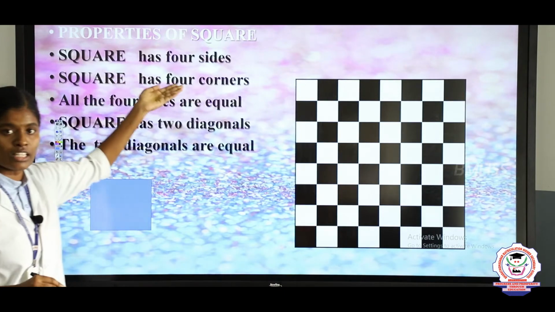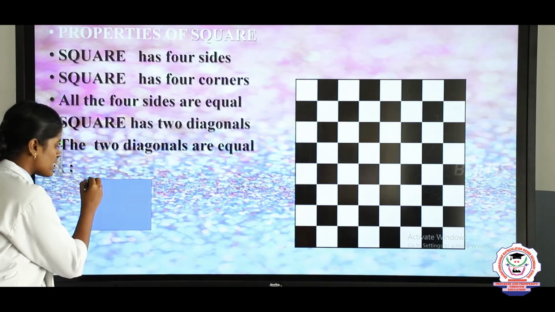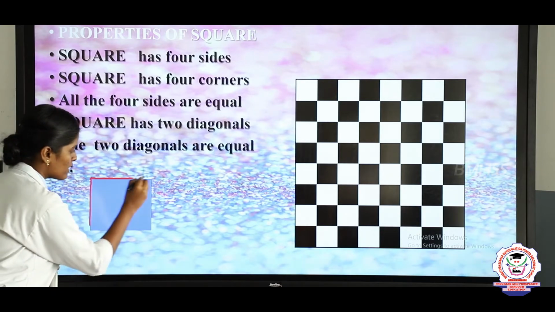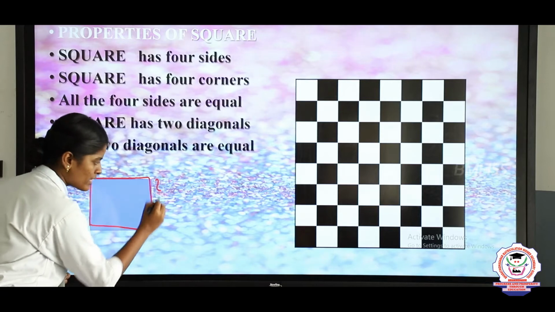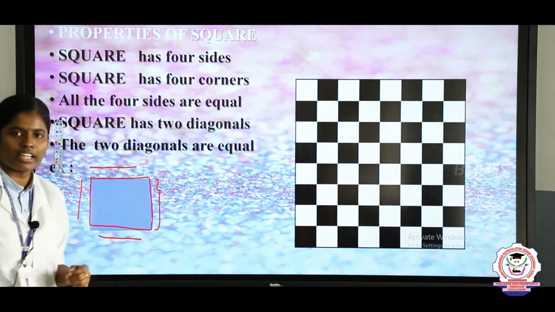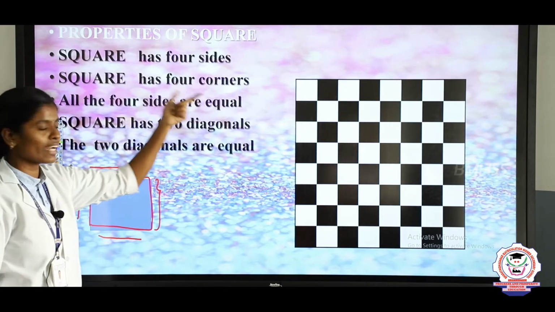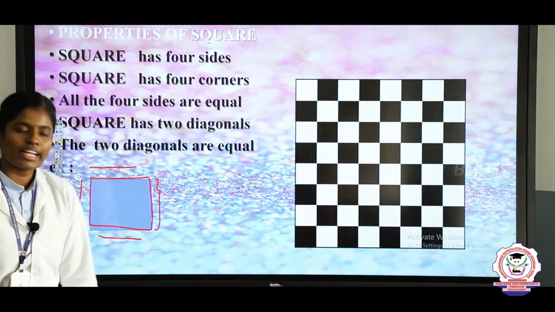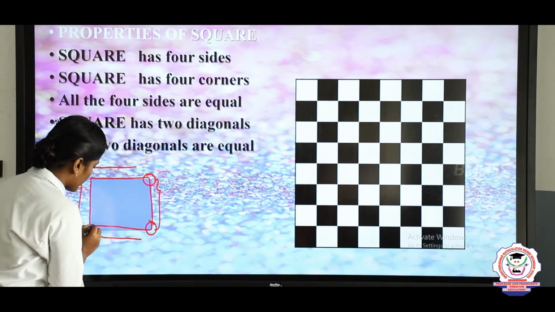So first we will see square has four sides. That is this one. Square has four sides. So one side, two side, three side and four side. Square has how many sides? Four sides. Next, a square has four corners. So corner means this is called as corners.